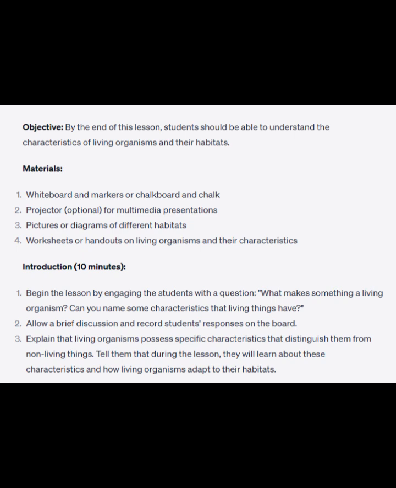Explain that living organisms possess specific characteristics that distinguish them from non-living things. Tell them that during the lesson, they will learn about these characteristics and how living organisms adapt to their habitats.